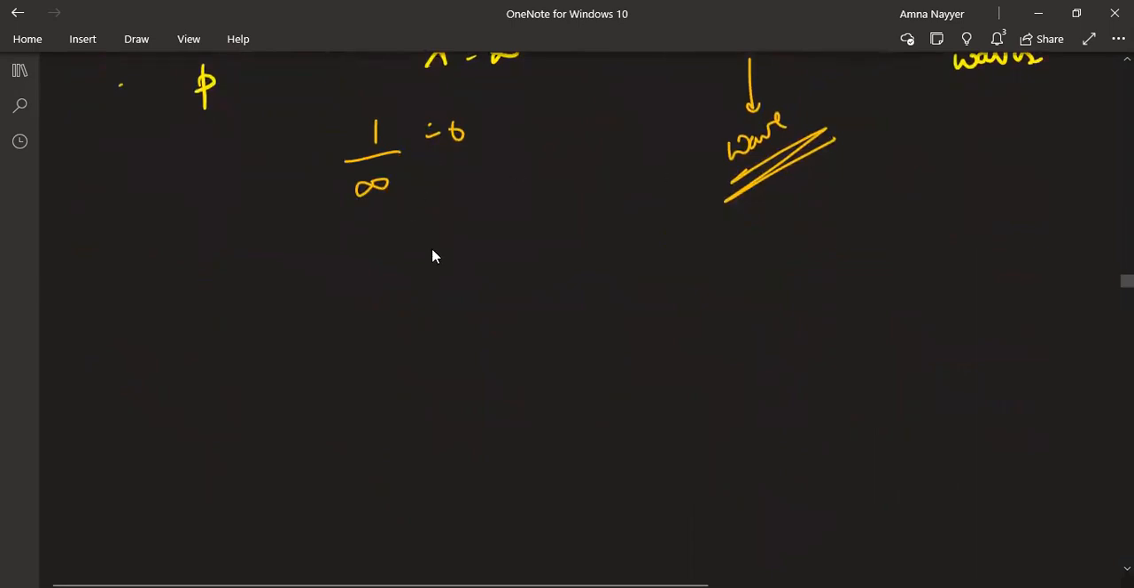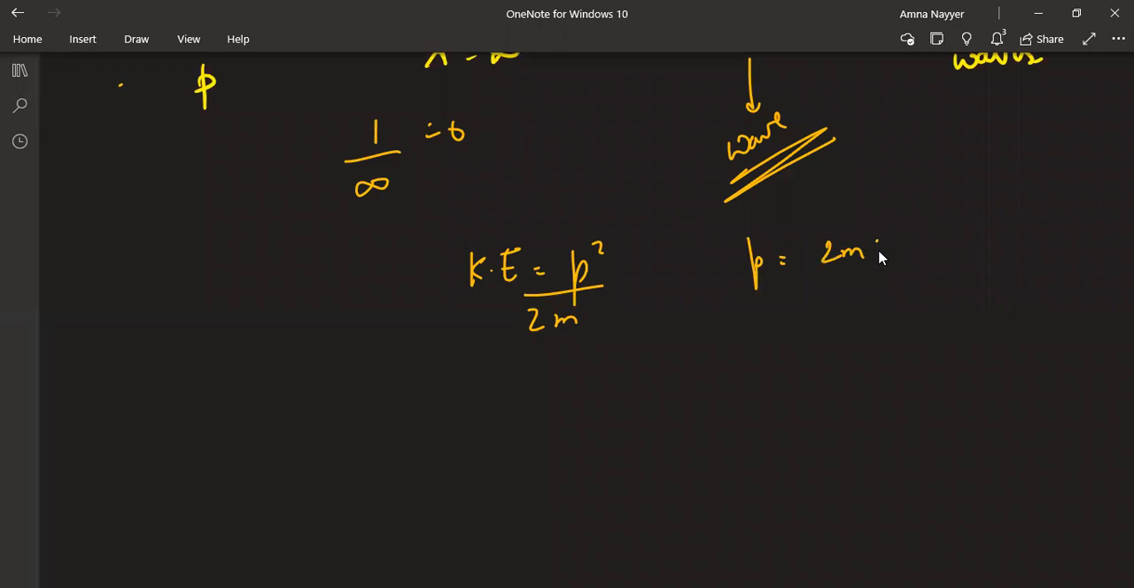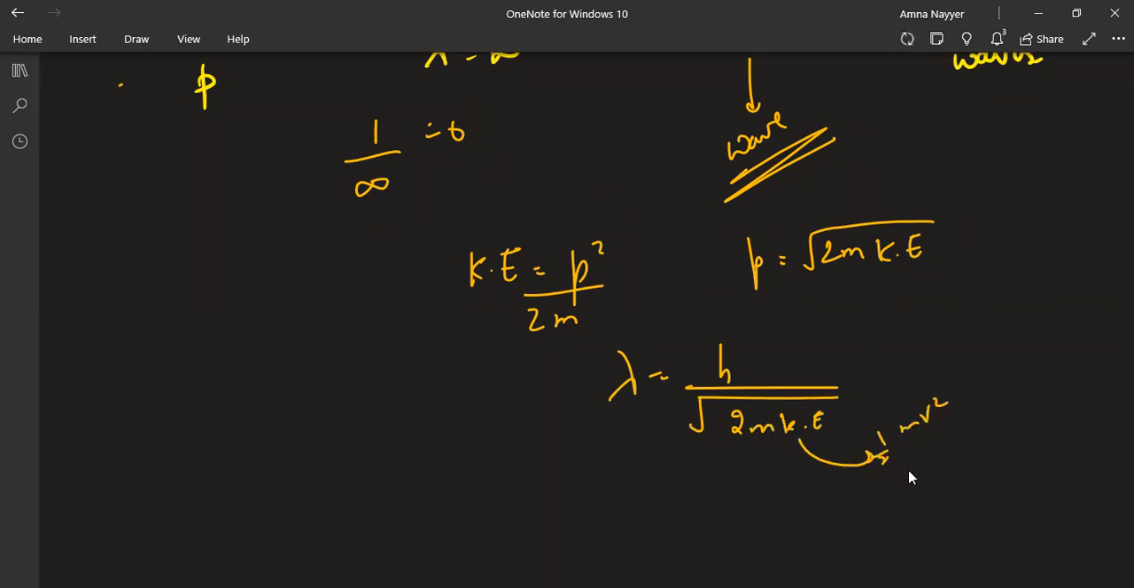Class, one more thing. See, kinetic energy is equal to p square by 2m. I don't know how many of you remember, but this was in your class 11. So p becomes the square root of 2 mass into kinetic energy. So lambda is h by root of 2mK. You can now put the value of kinetic energy as half mv square or eV naught. You can connect all the formulas now once you have this formula.